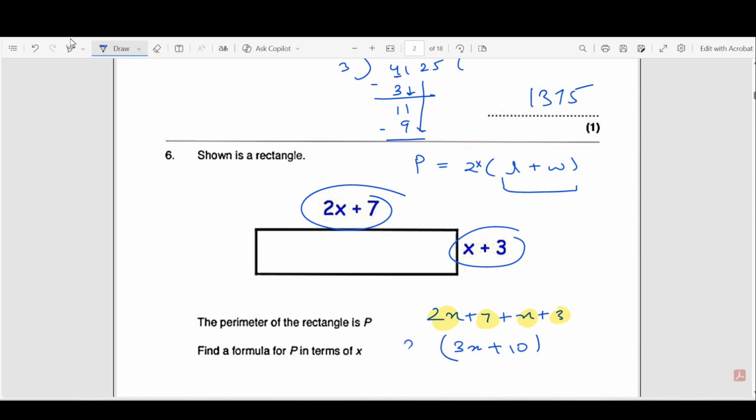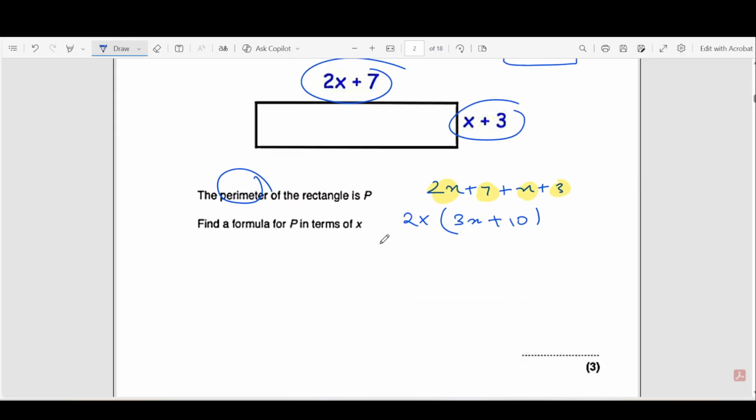Now we need to times it by 2 because we are finding the perimeter, and that's the formula, 2 times length plus width. So if we times it by 2, we use the distributive property. First we multiply this term: 3 times 2 is 6x, then we have a positive sign there. Then we do 2 times 10, which is 20. So that's our answer. That is the perimeter in terms of x.